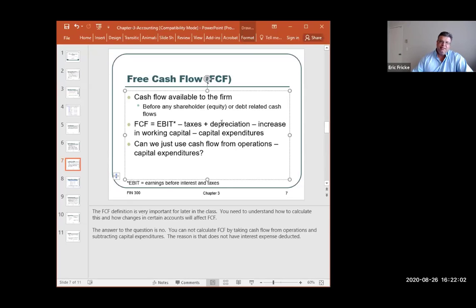And I know this gets a little confusing, right? But when you calculate EBIT, you take out depreciation, so then you can calculate your taxes. And so we need to take depreciation into account when we're calculating our taxes, but when we want to know cash flows, we have to add it back in. So we have EBIT, we subtract taxes because those are cash. We add back depreciation because that's not cash. And then we subtract working capital.